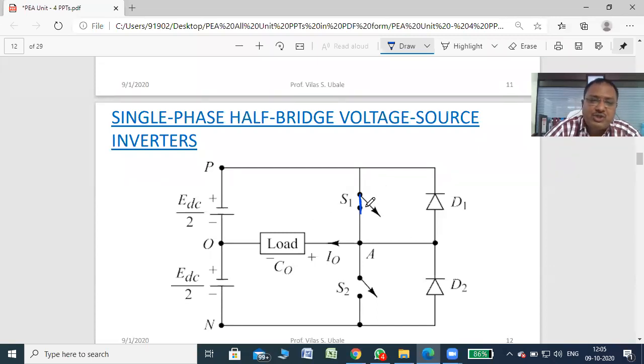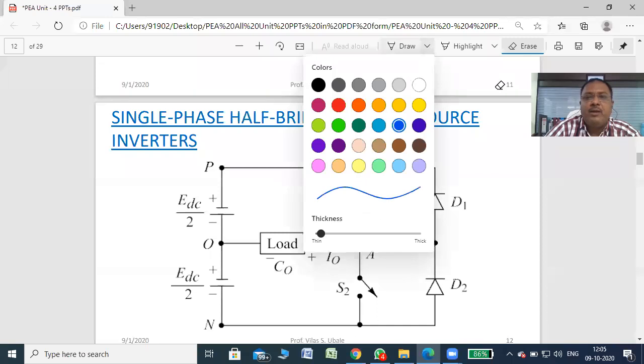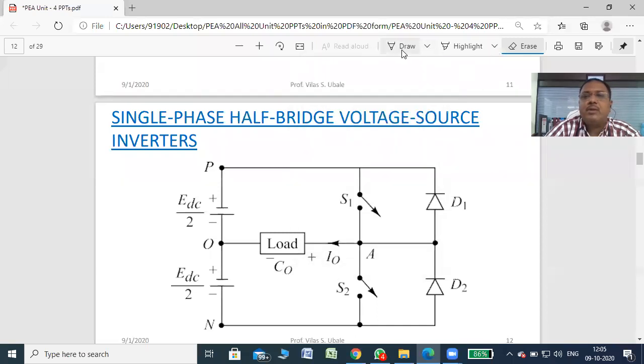First condition we'll see: if S1 and S2 both are off, no current will flow through S1 or through S2. So the voltage across the load is equal to 0. Voltage across the load is equal to 0 in the initial condition when both the switches are off, right? When we turn on any one switch, say initially the S1 switch.